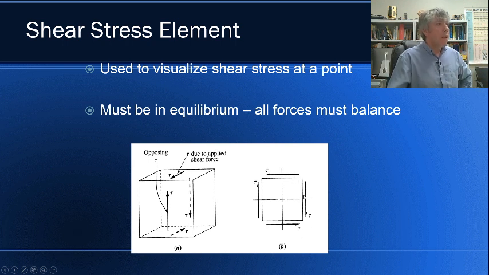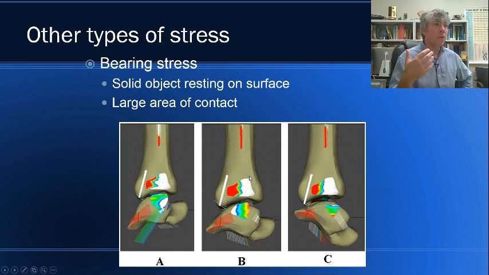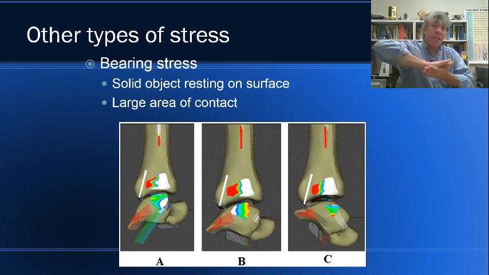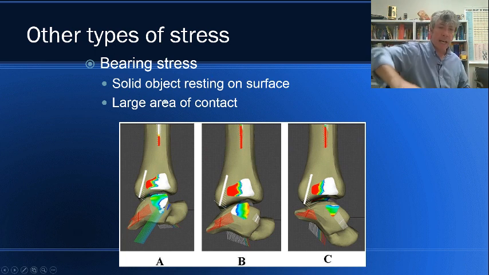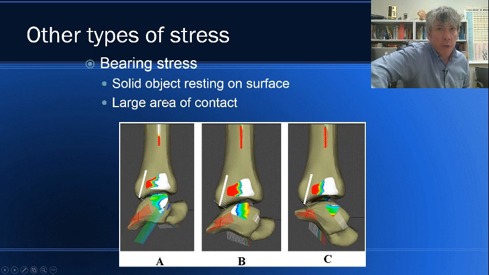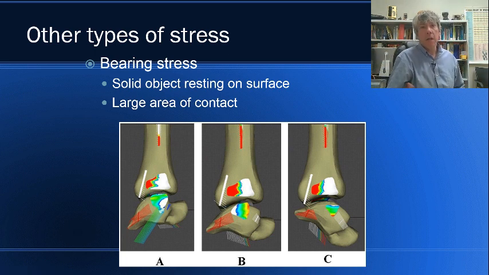Kind of interesting. There are other types of stress besides normal stress and shear stress. There's also bearing stress, which is a special type of normal stress. But basically, bearing stress is where you've got objects sitting on one another. If you imagine just setting your hand down on a table and supporting your weight on your hand, that's an example of bearing stress. Here's an example of a bone where you've got a socket, and there's certainly bearing stress there.